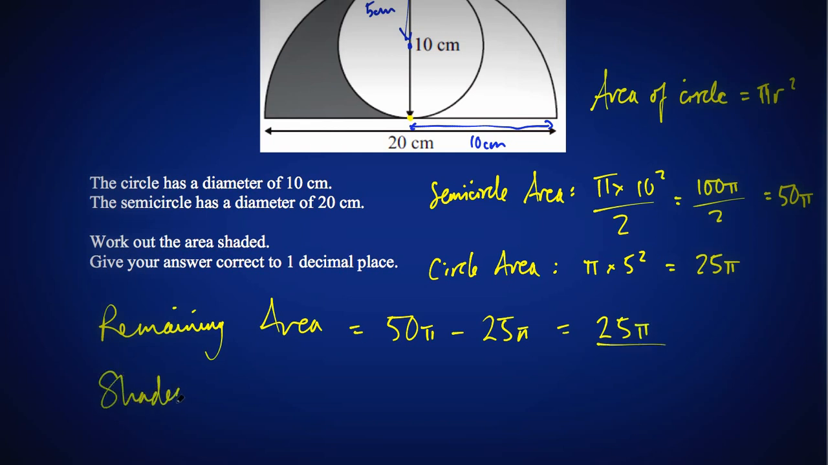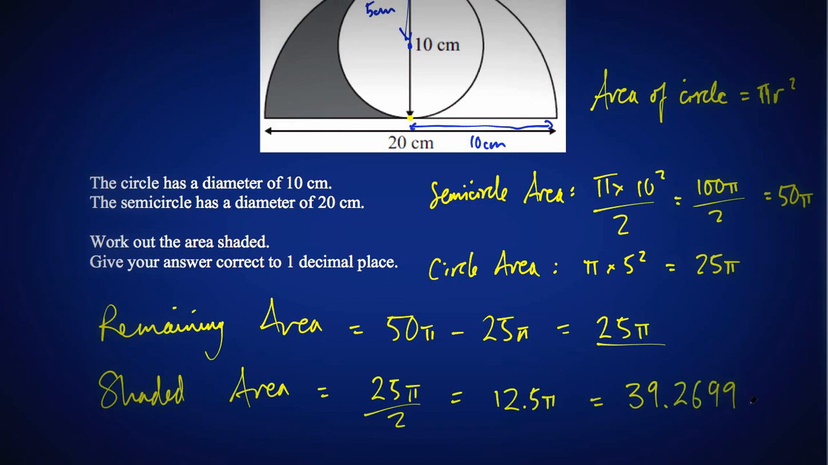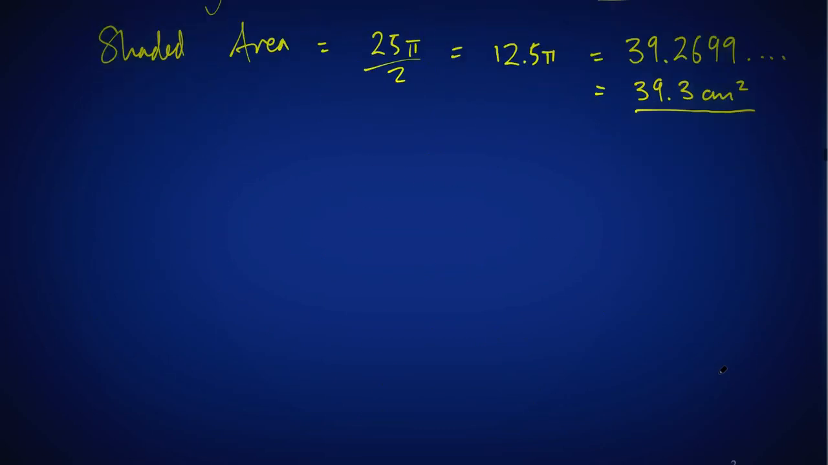Shaded area is half of that, so 25 pi over 2, which is 12.5 pi, which if I put that into my calculator gives me 39.2699..., which to one decimal place is 39.3 centimeters squared. Checking the units, centimeters squared, and they're even given on the answer line, so 39.3 centimeters squared.